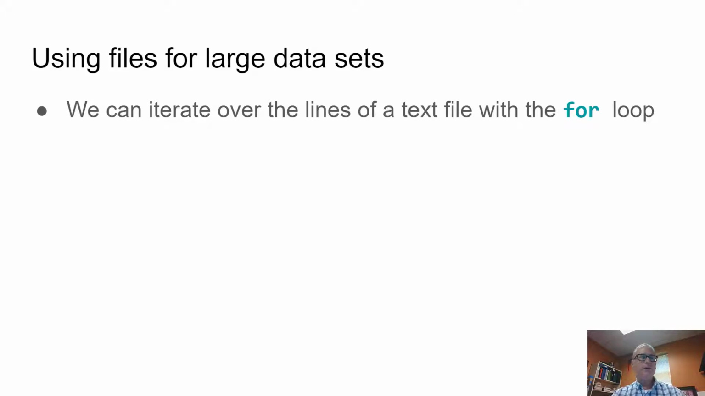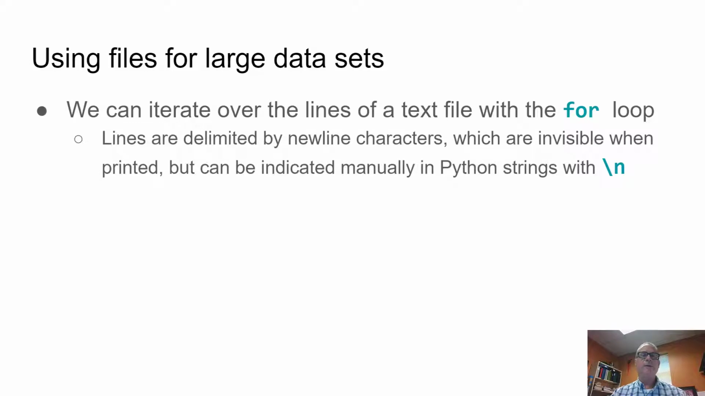So just like we could use the for loop to iterate through a range of numbers, or through the characters in a string, or through the items of a list, we can use the for loop to go through all the lines in a text file. Now those lines are delimited by what are called newline characters. And newline characters are invisible when they're printed, but they cause a new line to start. That's why they're called newline characters.